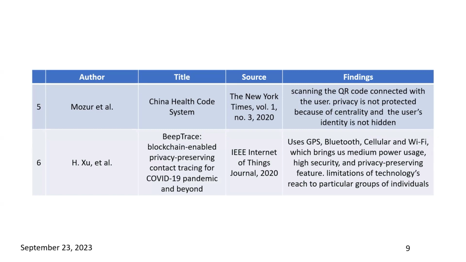Authors of the next article introduced a system called BipTrace. BipTrace uses many technologies like GPS, Bluetooth, cellular, and Wi-Fi, which brings medium power usage, high security, and privacy-preserving features, yet the limitation is reaching particular groups of people, the matter of scalability.